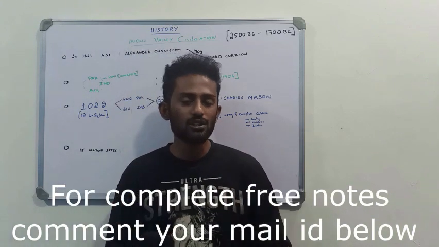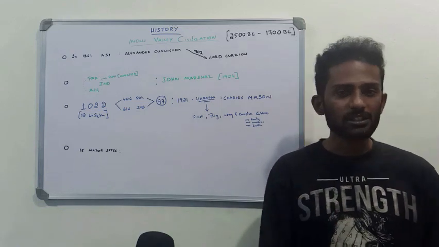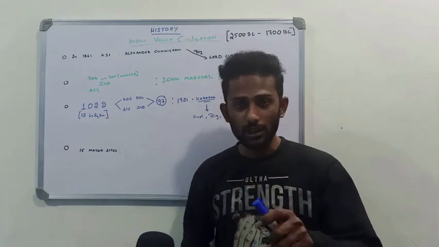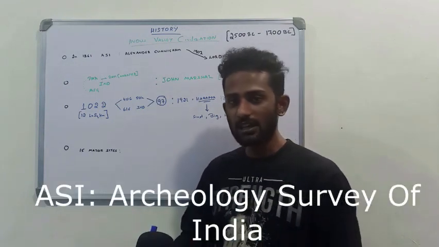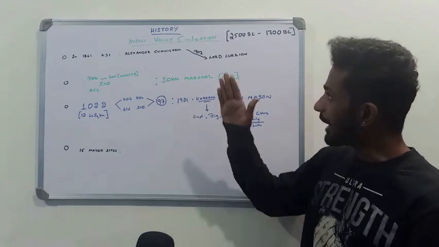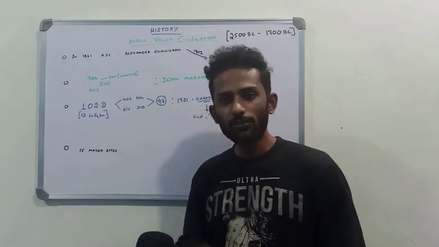Indus Valley Civilization was in and around 2500 BC to 1700 BC. In 1861, Alexander Cunningham, who is also known as the father of Indian archaeology, established an institute called ASI. ASI means Archaeological Survey of India. Well, in 1902, Lord Curzon took the place of Director General of ASI.